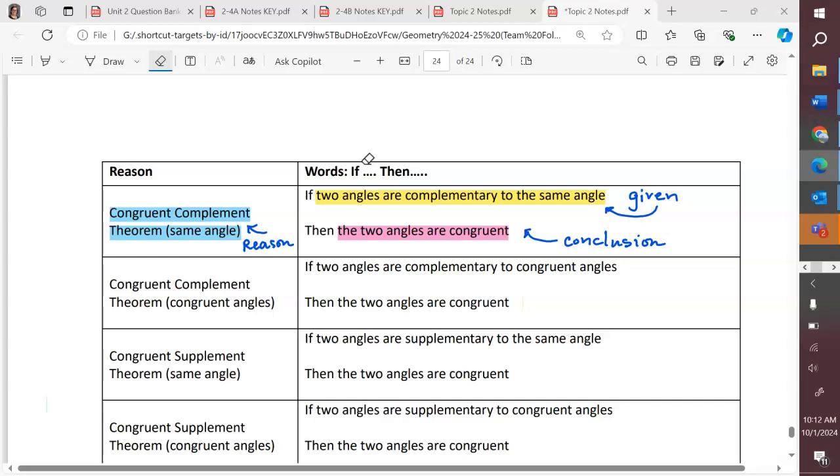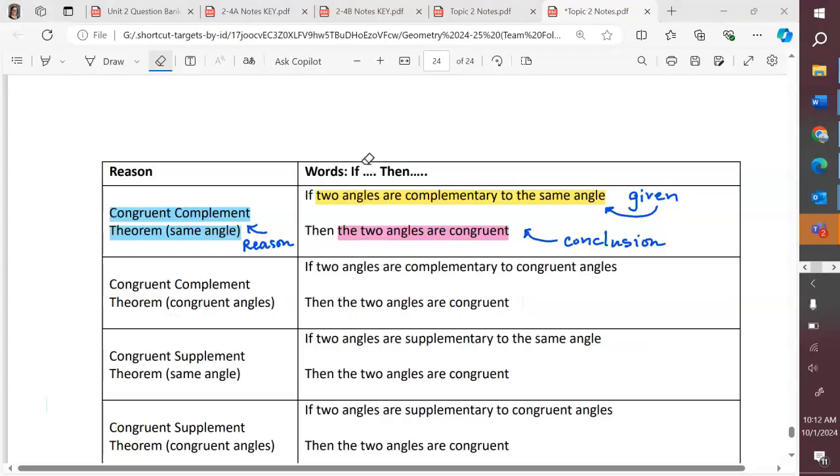So there's going to be a list of acceptable reasons that you can use, and what I want you to do is, the if part of the if-then statement is going to be the given part, and the then part will be the conclusion that you can draw, and then the reason using those exact words is going to be the part in the reason column.